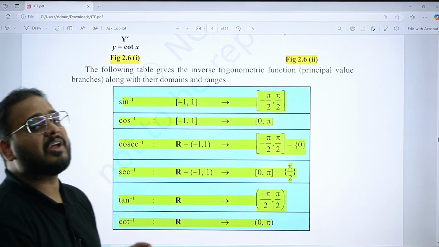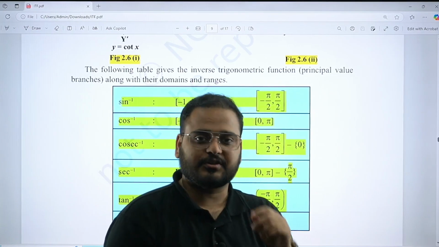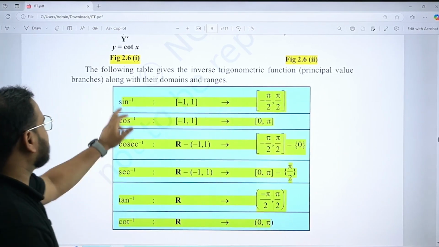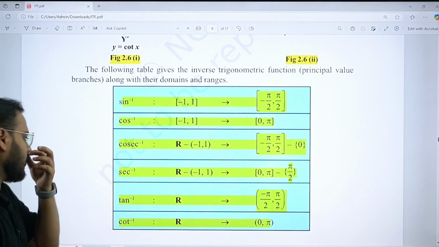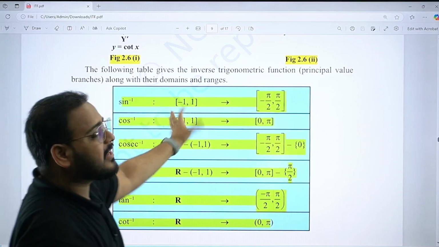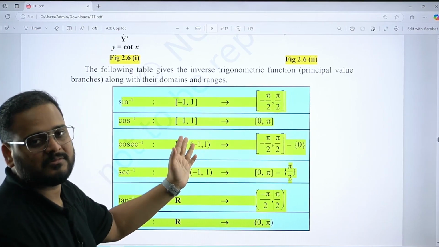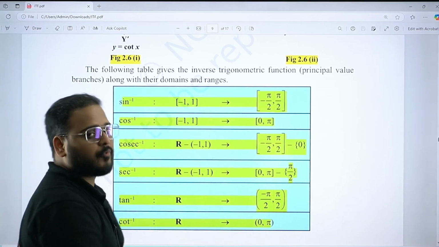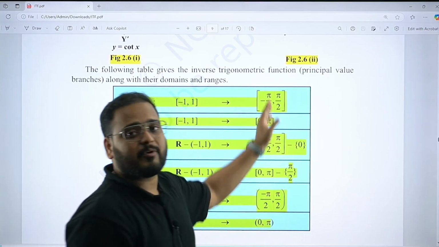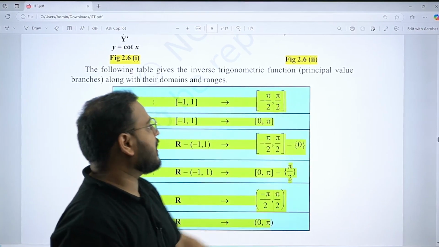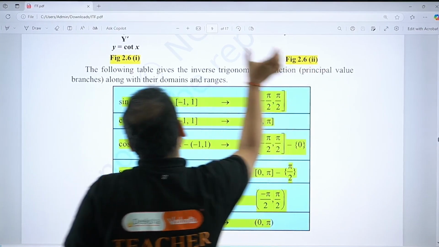You have to know the domain and range of trigonometric inverse functions as well. Inverse trigonometric also: sine inverse, cos inverse, cosec inverse, sec inverse, tan inverse and cot inverse. Check this out. The domain and range have just interchanged, provided that there is what is called the principal value branch.